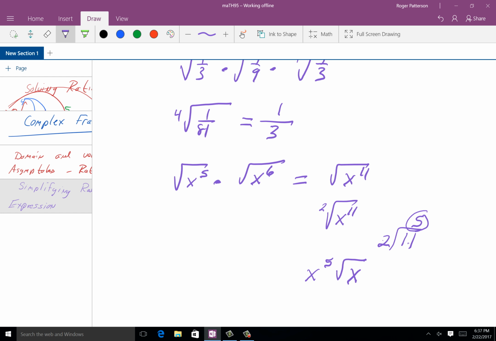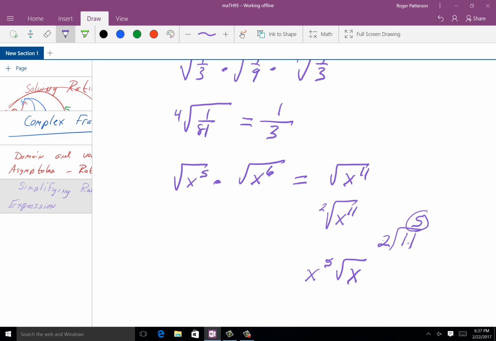So you're taking this 11, and we're dividing it by whatever this index is. 2 goes into 11 5 times. That's how many pairs. X to the 5th comes out. There's a remainder of 1, and that stays inside. So we can't leave it x to the 11th.